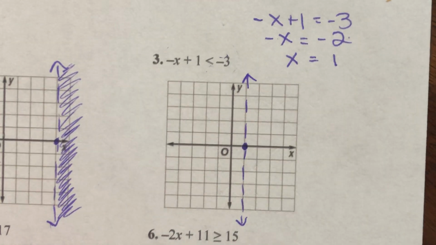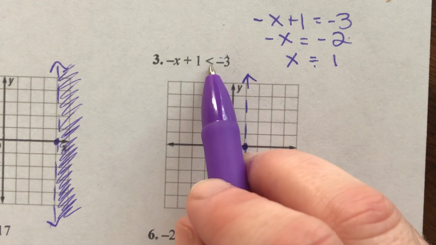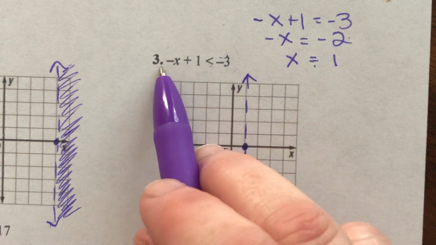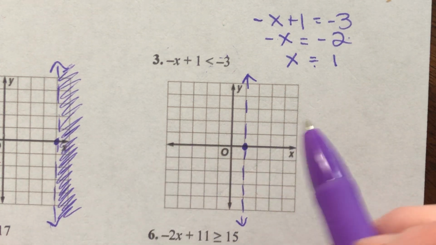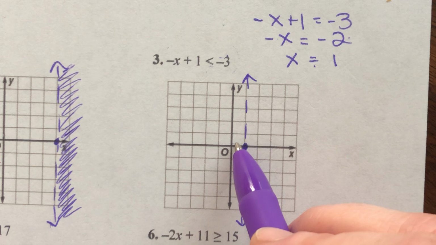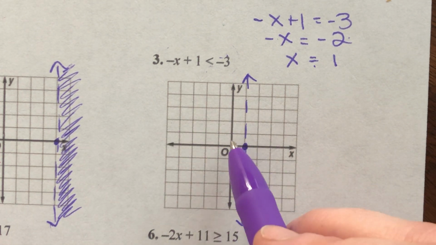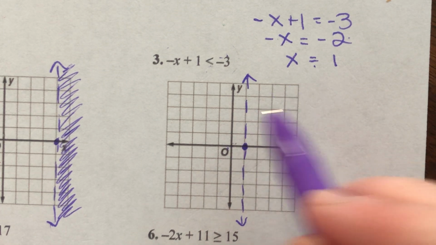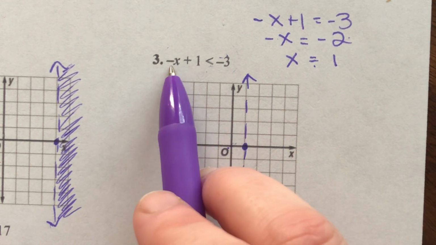And then how do I know which direction to shade? I can't just replace this with my inequality symbol because I actually divided by a negative, so it should have switched. So I'm just going to pick a point and see if it works or not. I always use 0, 0. If 0, 0 works, I know I shade this side of my line. If 0, 0 is not a solution, I know I shade this side of my line. Easy peasy.